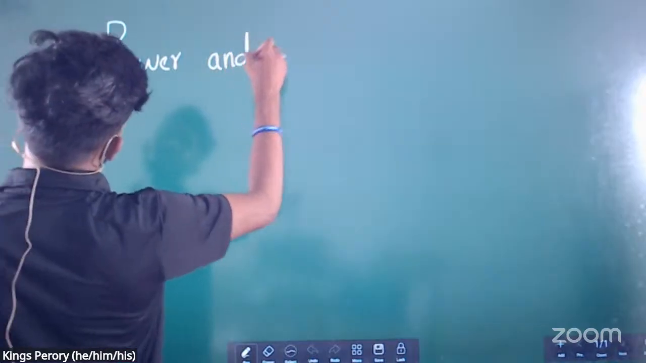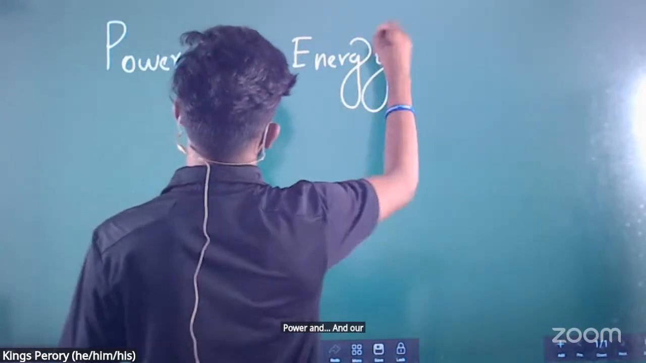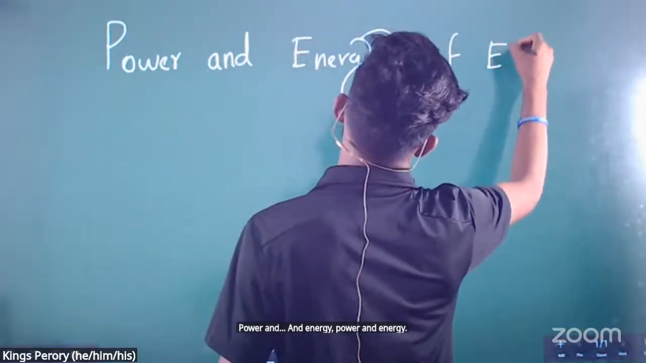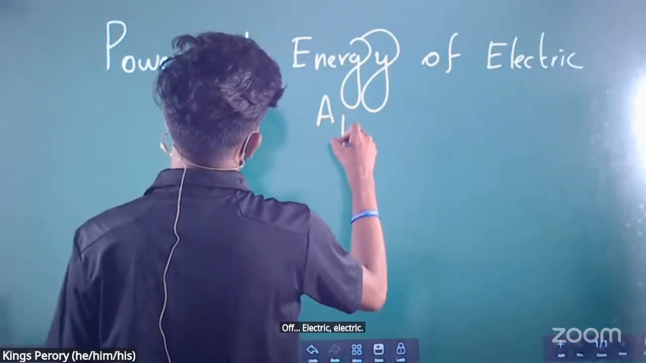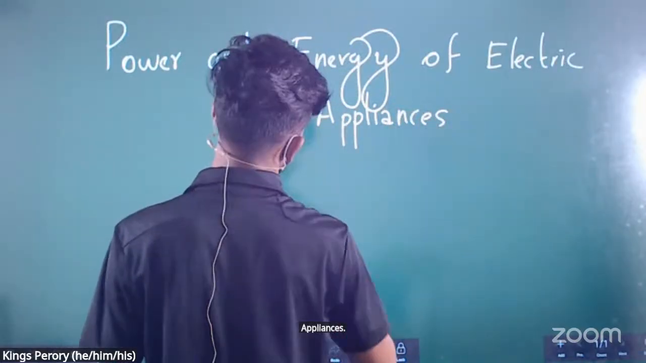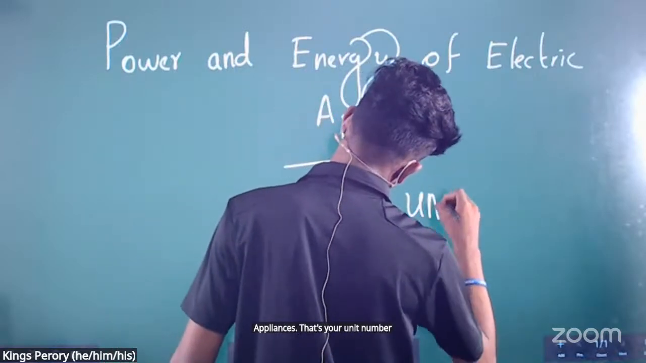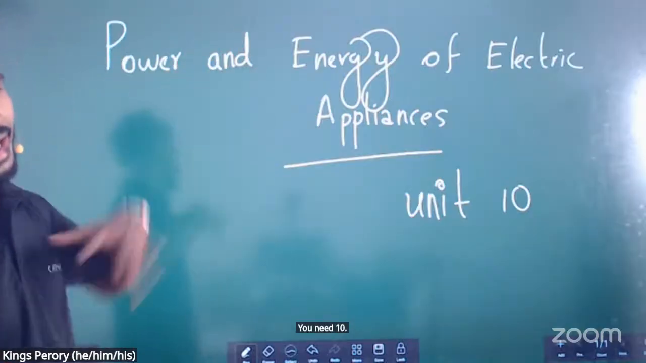Power and energy of electric appliances. That's your unit number 10. Unit 10. Now, power and energy.